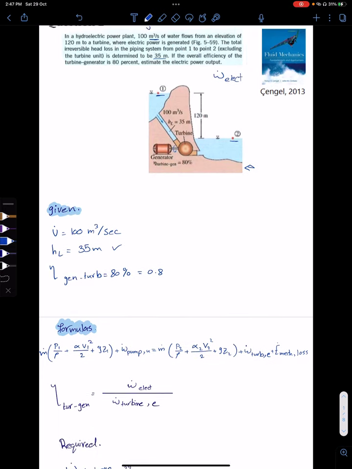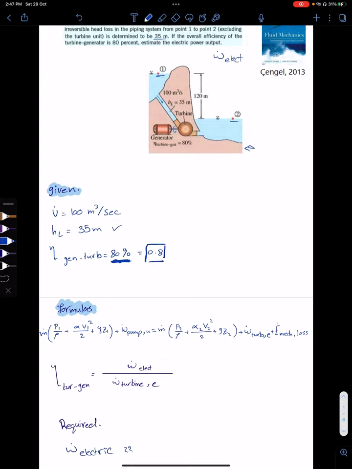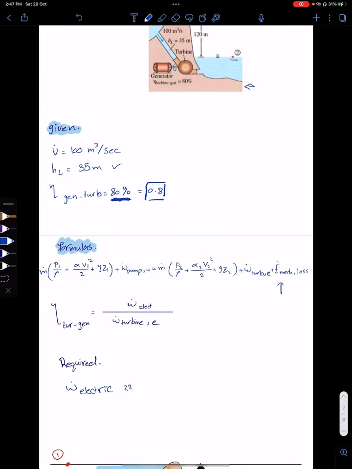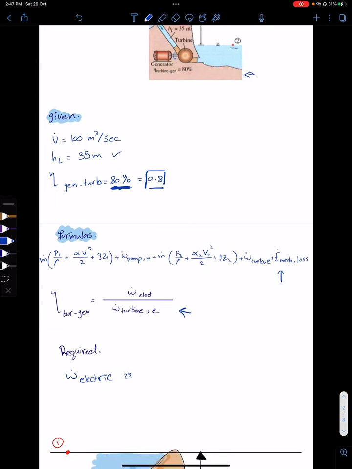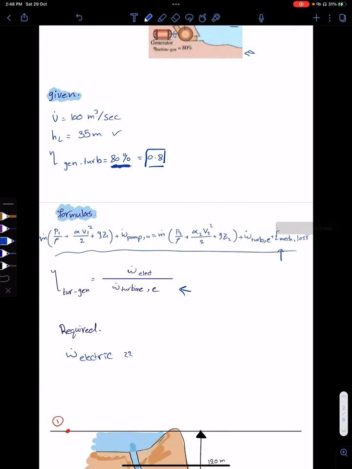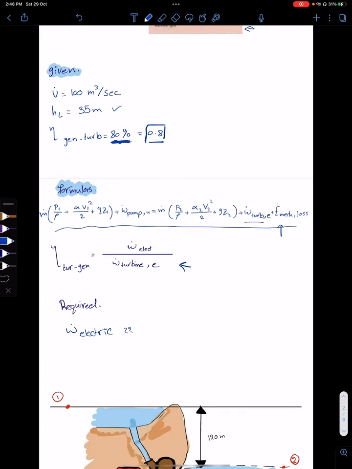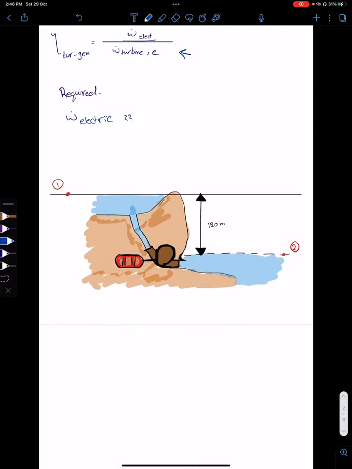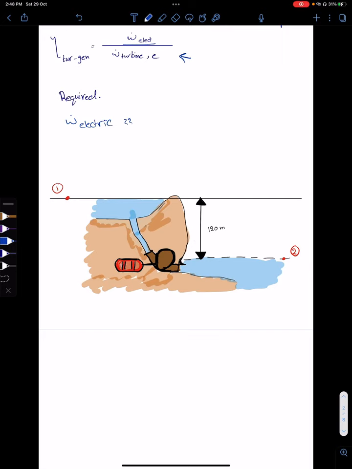Okay, so to begin with, we have the efficiency of the turbine generator, which is 80%. We convert it, so it's 0.8. We will be working on these two formulas, and mainly on this one, and then when we get the W dot turbine, we're going to be able to find W dot electric. You'll see how later on. So here's a sketch. We will consider this point as the reference point.